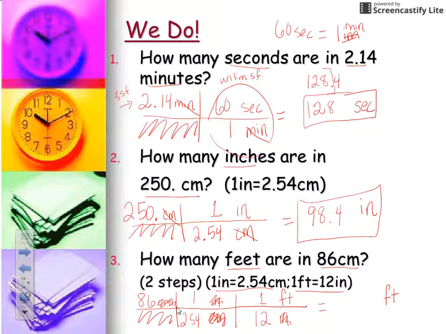Alternatively, you could say 86 divided by, and you could use your parentheses keys, 2.54, and you would want to say multiplication sign, 12, close parentheses, just to make sure it multiplies these two together.